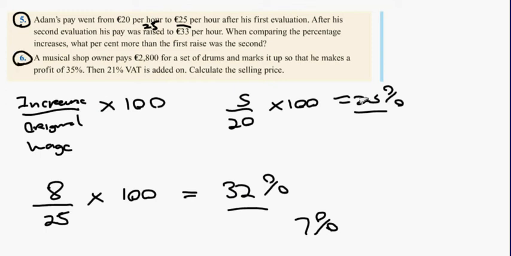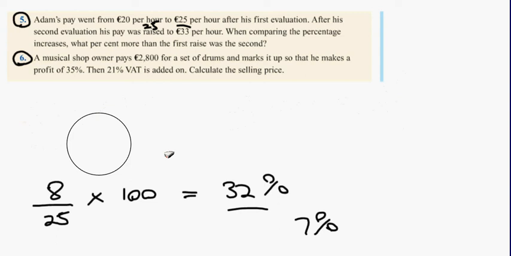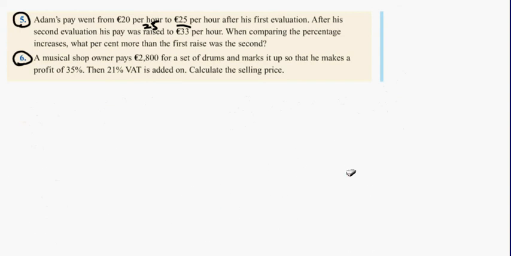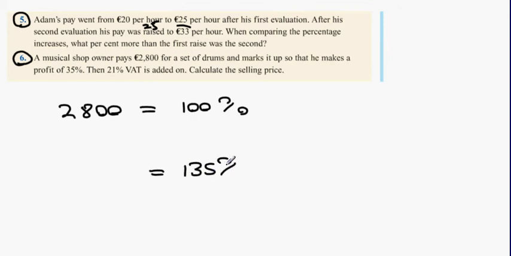Okay, question 6. A music shop owner pays $2,800 for a set of drums and marks it up so that he makes a profit of 35%. Okay, so we have 2,800 is 100%. What we want to do is turn that into 135%. So we have to add on 35%.